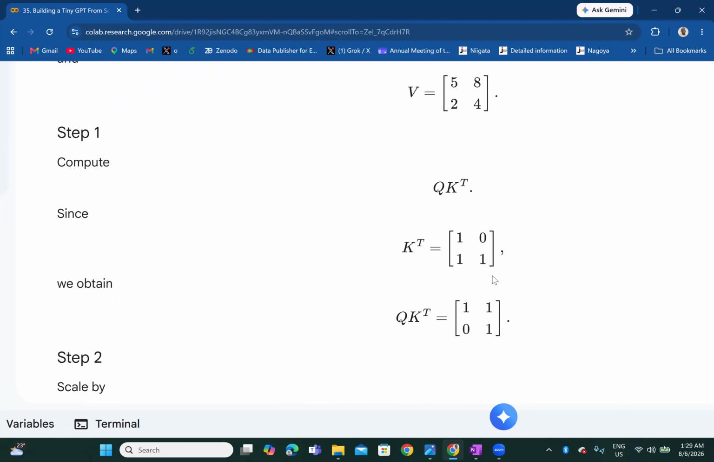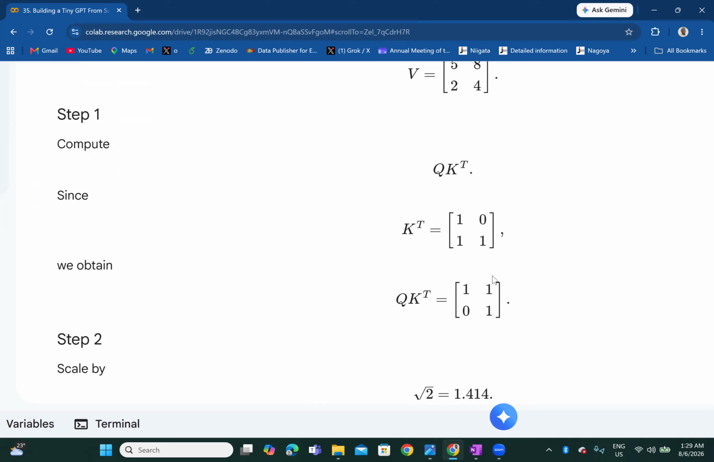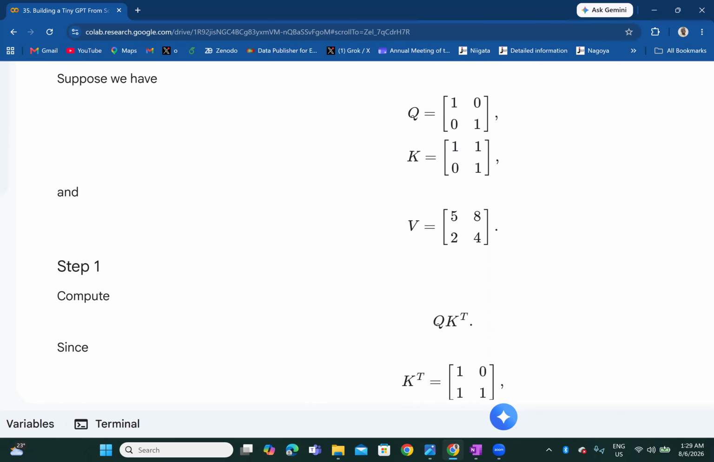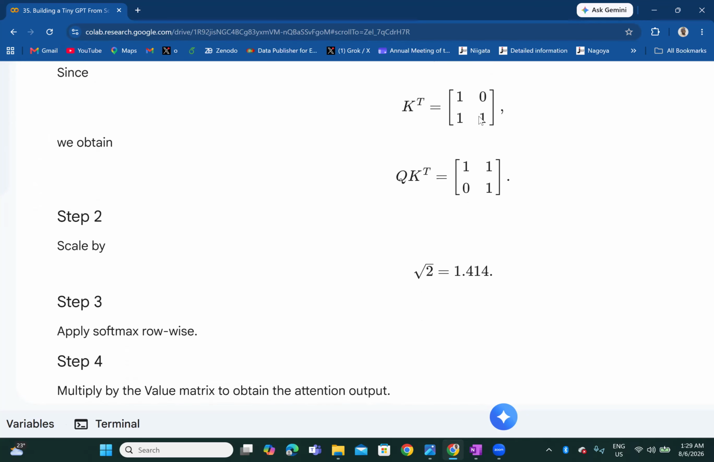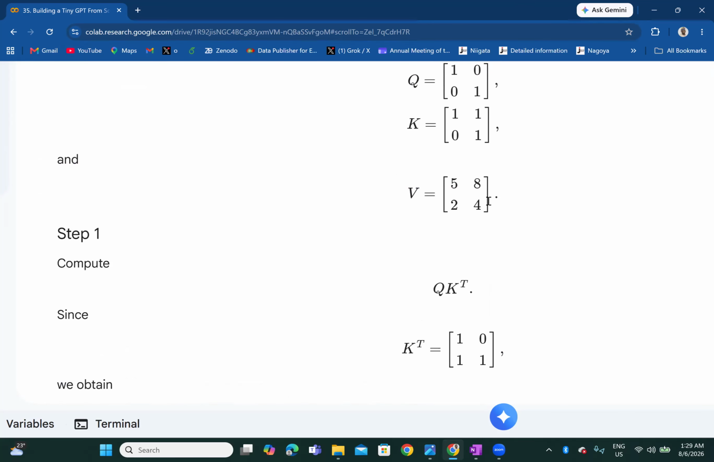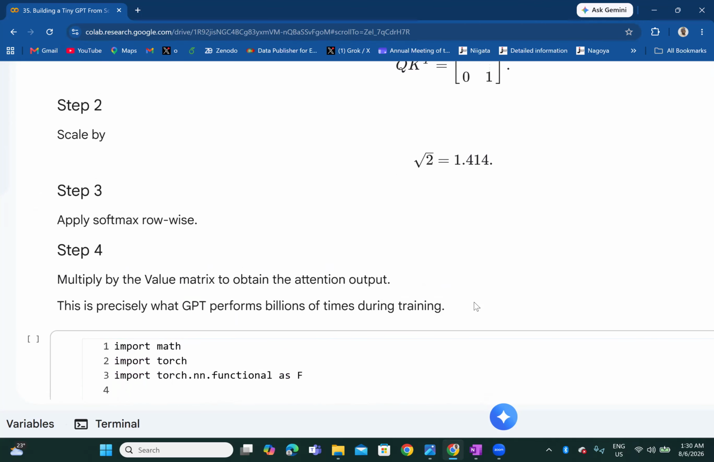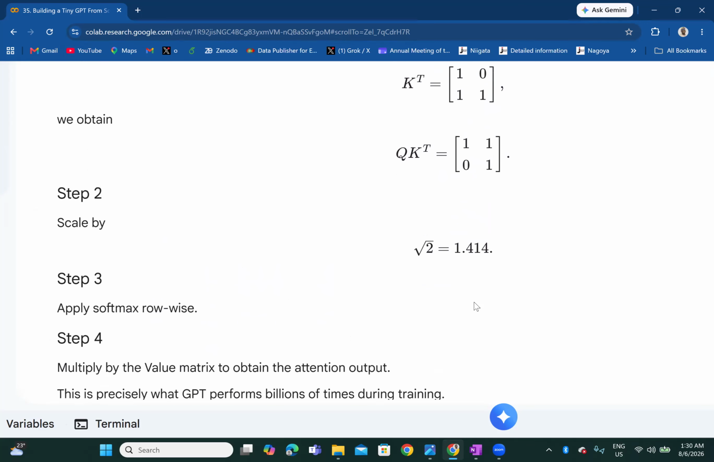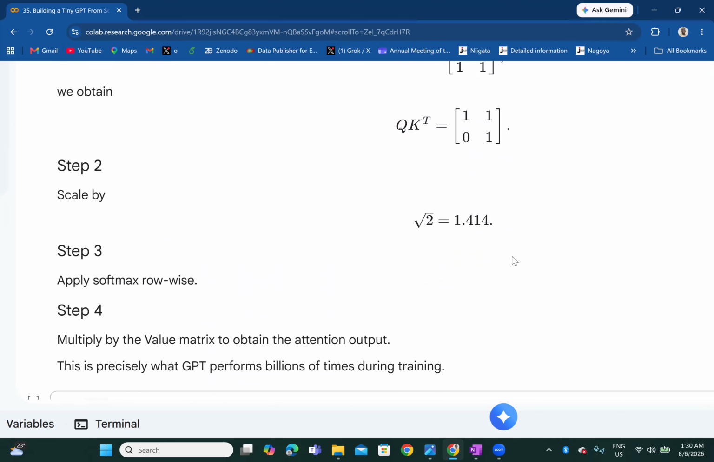And then we obtain QK transpose, meaning that if you multiply 1001 by K transpose, this is a unit matrix right here, so QK transpose remains the same. So if you scale by square root of 2, because you have a 2 by 2 matrix, so you have two tokens in short. Each row represents a token, by the way. So you have square root of 2, which is 1.414. If you apply softmax, you apply it row wise. That means for each of these you have 1 over root 2, 1 over root 2, 0 over root 2, 1 over root 2, and you go on like that. So you do it row wise.